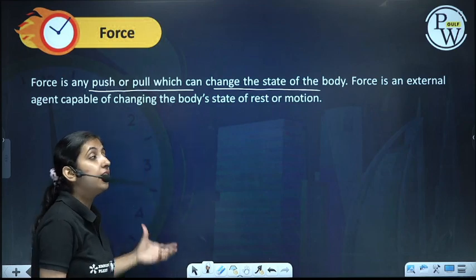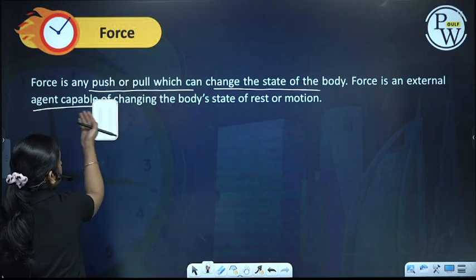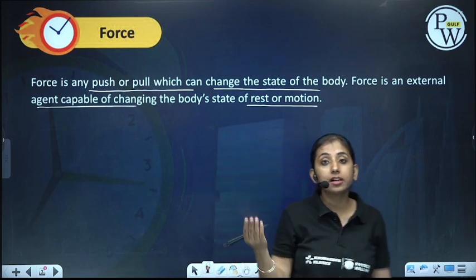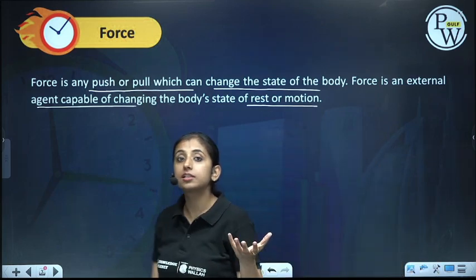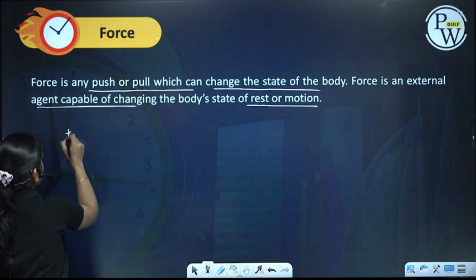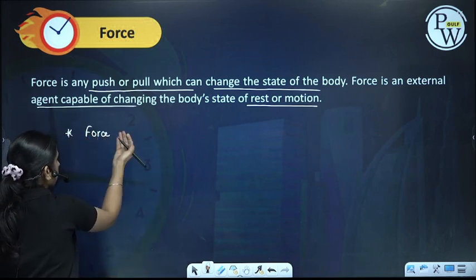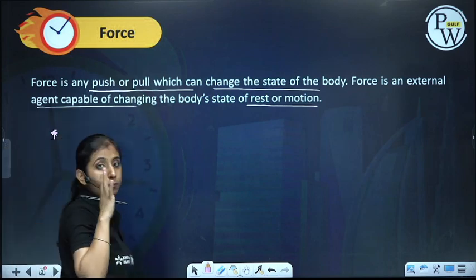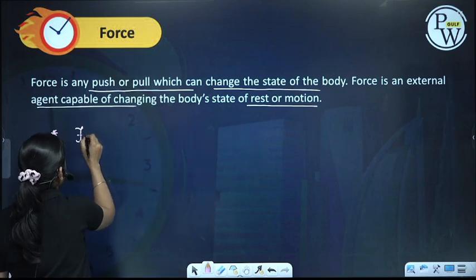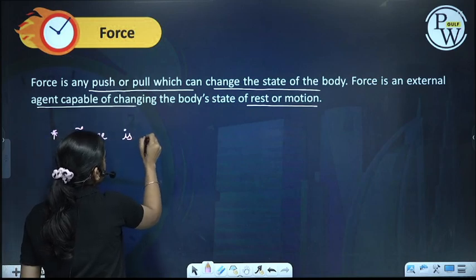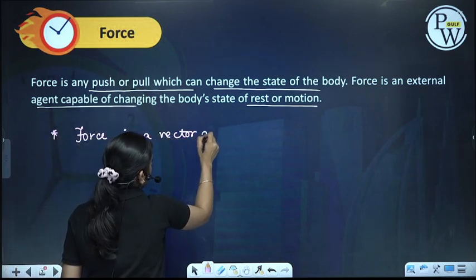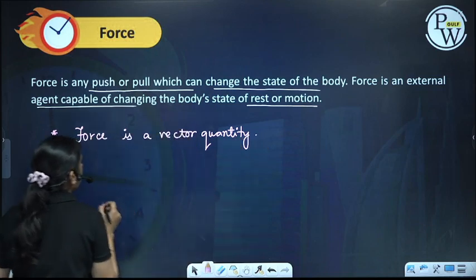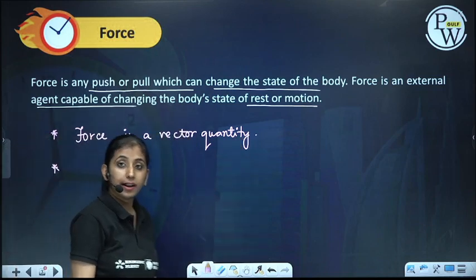Force is an external agent capable of changing the body's state of rest or motion. Now, force is a vector quantity, because we apply a force in a particular direction. It has both magnitude and direction. So force is a vector quantity having both magnitude as well as direction.